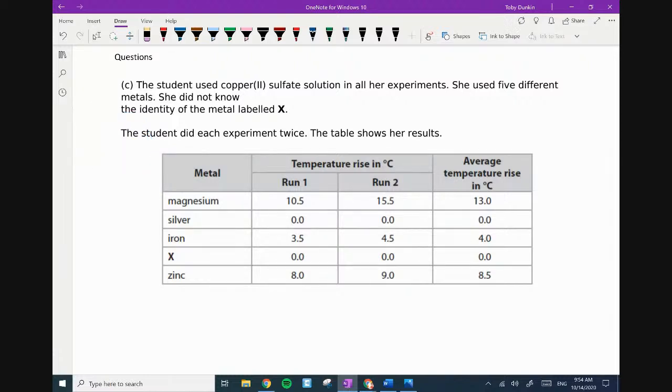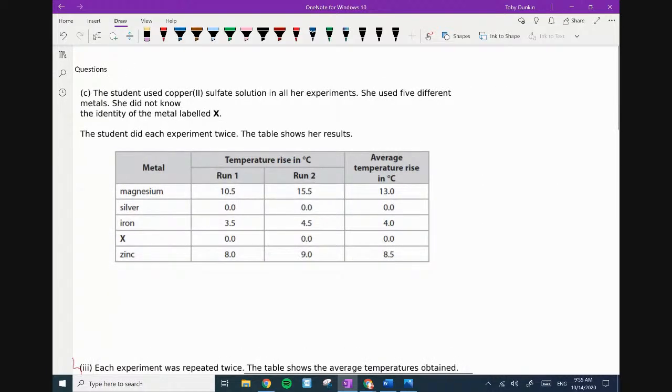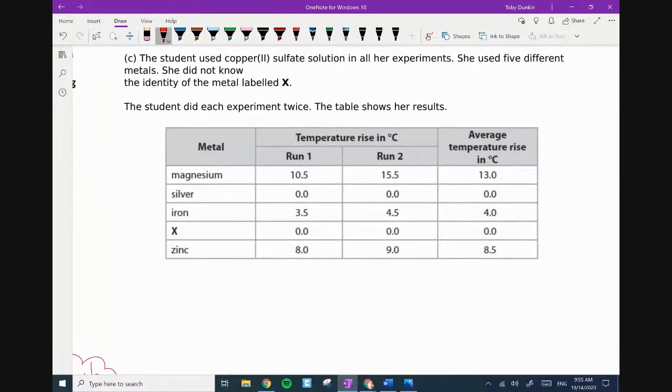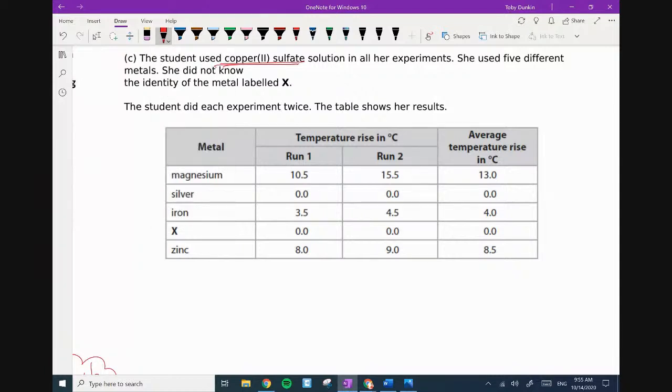Okay, the student uses copper 2-sulfate solution in all her experiments. Right, so she's chosen a copper salt. Let's put this into words. There's my salt. So she's taken copper 2-sulfate, by the way, which is blue. It's nice to always give you these colors because you have to learn these. You have to know that copper 2-sulfate is blue, le bleu. It's French for blue.